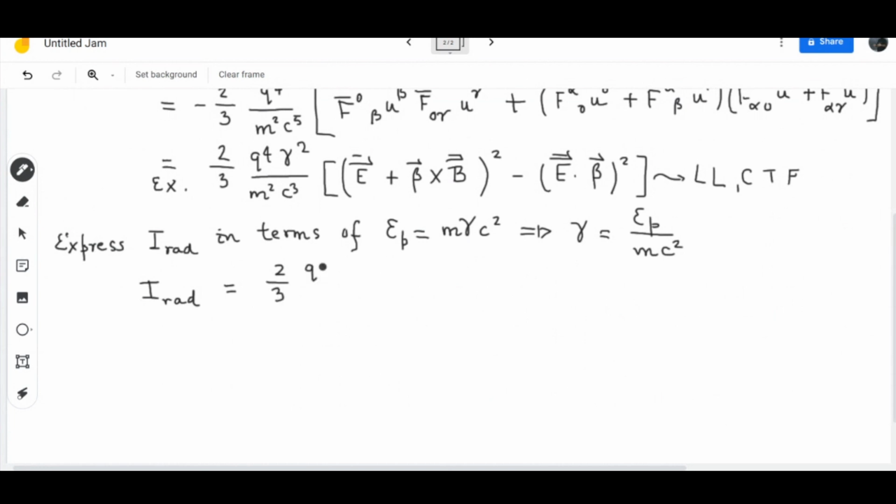It's Q to the 4th E_P squared divided by m to the 4th c to the power of 7 times, of course, the same quantity, E bar plus beta cross B bar whole squared, minus E bar dot beta.